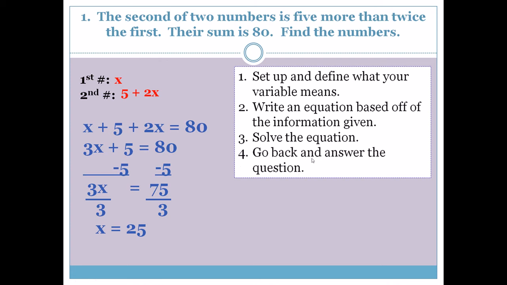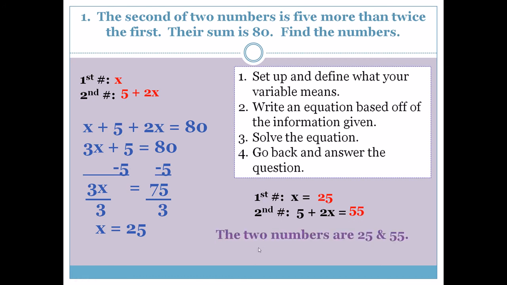You now need to go back and answer the question. The question is to find the numbers. Well, I need to find both numbers, the first number and the second number. So what does x equals 25 actually mean? Well, that means the first number is 25 because x has to be 25, right? The second number is 5 more than twice x. So if I double the 25, I'm at 50, and then add 5, and I'm at 55. So when I answer the question, I'll say the two numbers are 25 and 55. And that's how I'd go about solving this one.